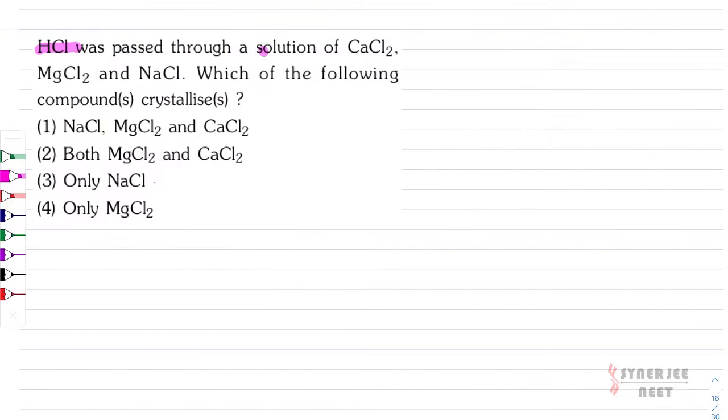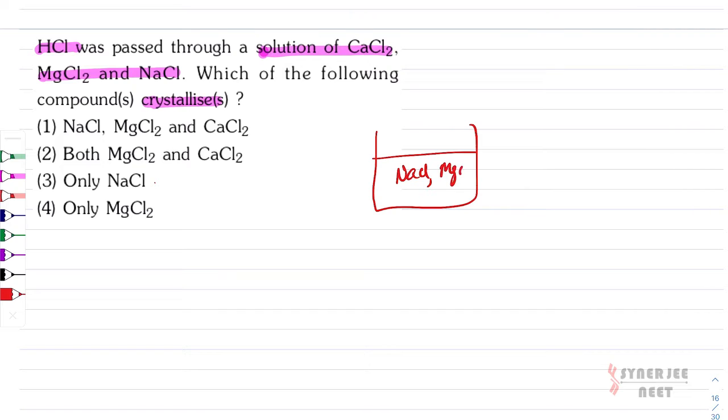Solution of calcium chloride, magnesium chloride and NaCl. Now which will crystallize? In this question, NaCl is already there, MgCl2 is there, and CaCl2 is there. Now when you pass HCl to it, which one is getting crystallized, they are asking. Now what happens here?